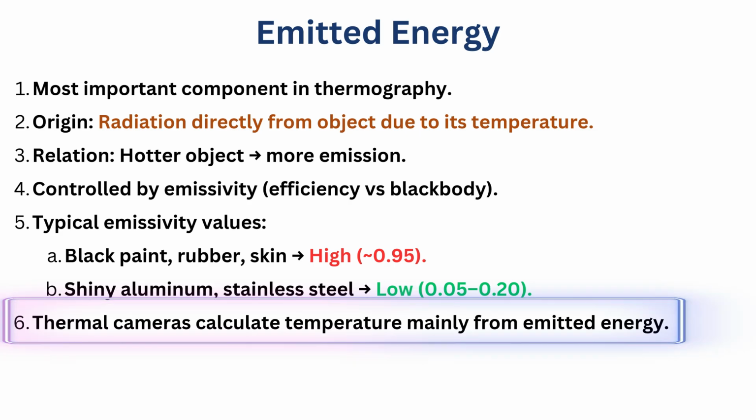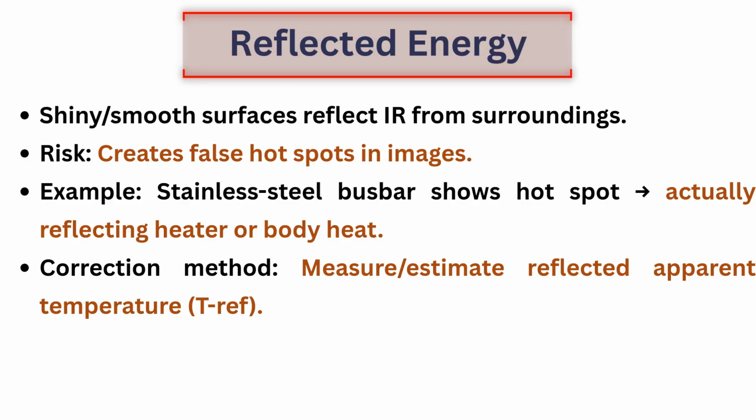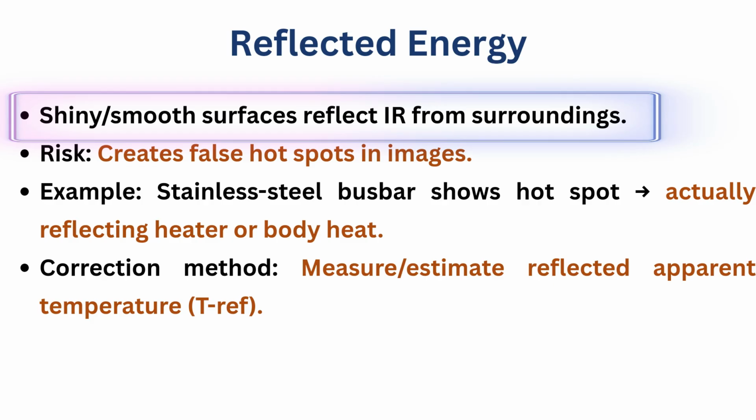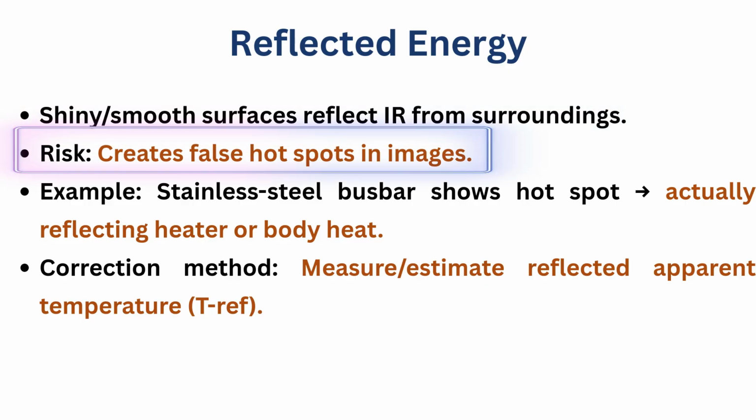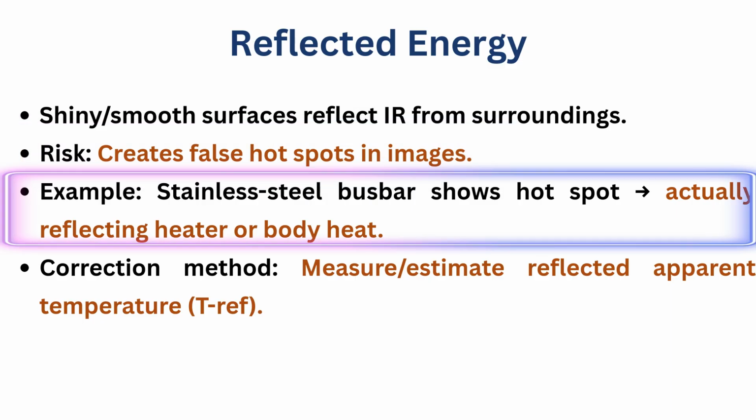Okay, so let's move to the next one, the reflected energy. As you know, shiny or smooth surfaces reflect a lot of energy, right? Not all objects absorb all the heat or energy coming from the environment. Some of them reflect it also. Such objects may confuse you by creating a false hotspot on your images. So we will take one example here. Let's say we point our camera at a stainless steel bus bar.